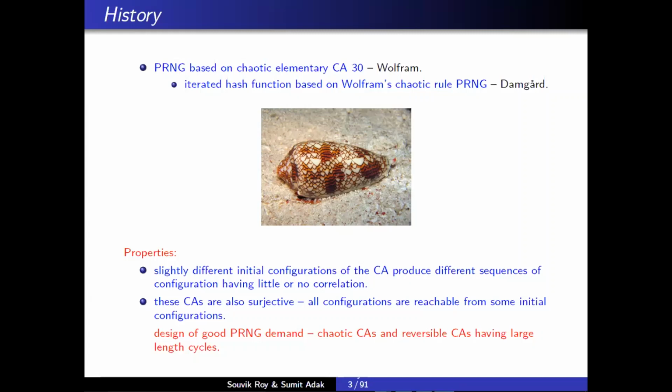Mainly two properties are kept in mind. One is the property of chaos: a slightly different initial configuration of a CA produces a different sequence of configurations having little or no correlation. The second is finding large cycles for creating a good PRNG. They explore the surjective property, which connects with reversible CA, keeping this in mind while searching for cellular automata rules that eventually produce a good PRNG.